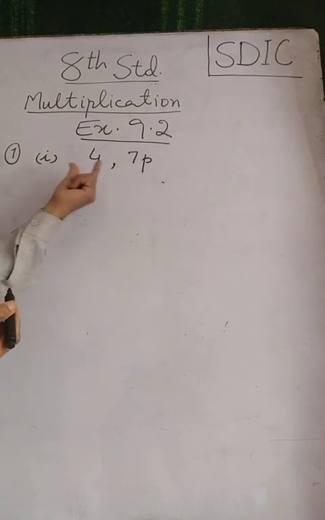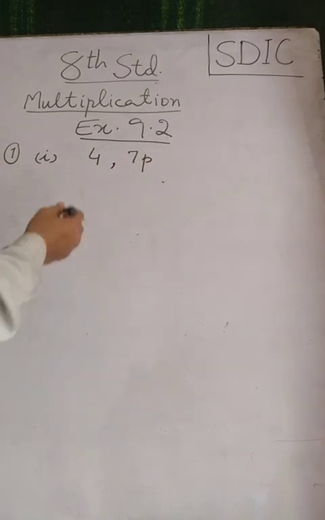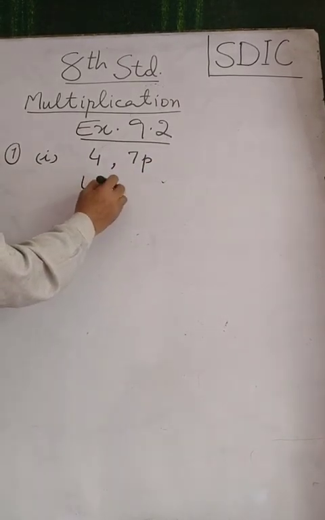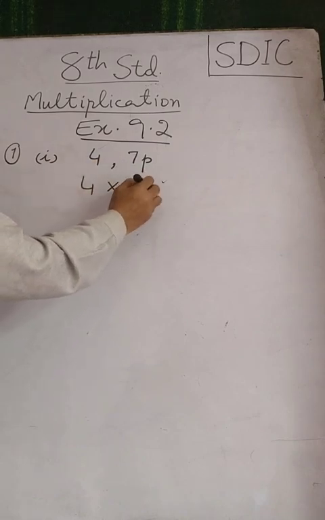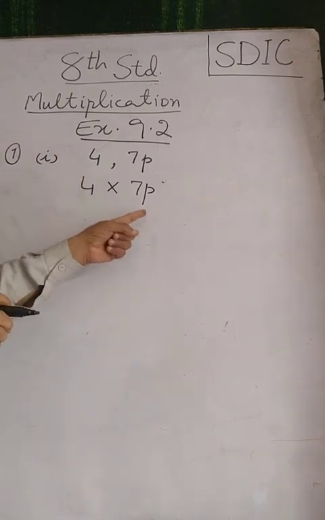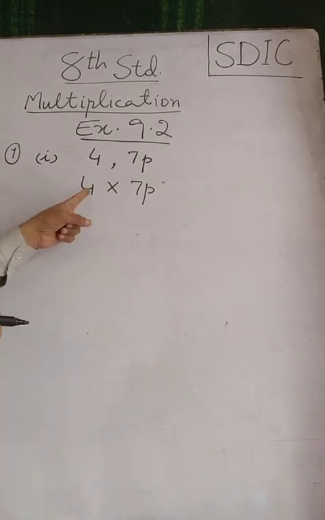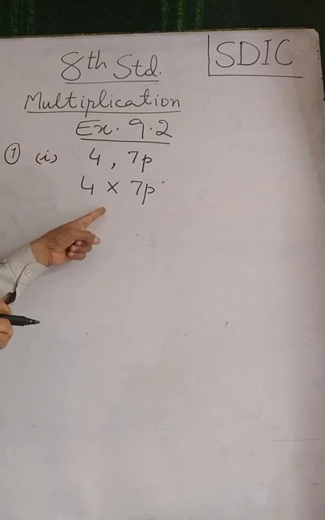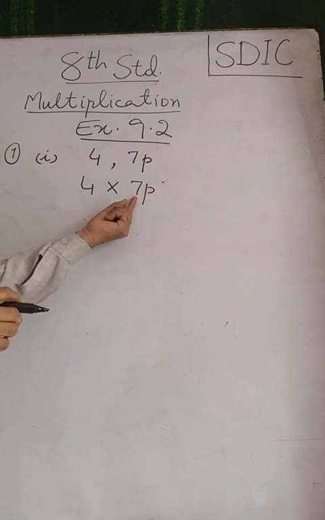Both are monomials. 4 is a monomial, just one term. 7p is a monomial, only one term. Now we have to multiply them. We'll replace the comma by multiplication here. 4 is multiplied by 7p. Now the rule is, when you multiply, you have to multiply coefficient by coefficient, variable by variable. We find the first monomial here does not have the variable part. It is the constant only.